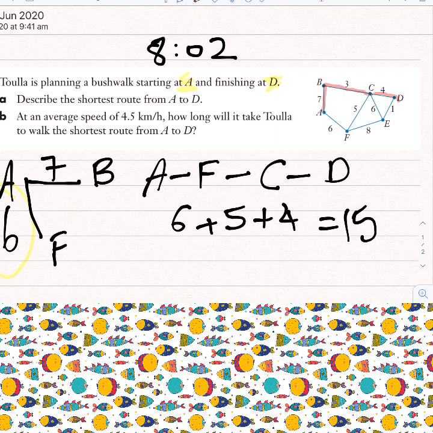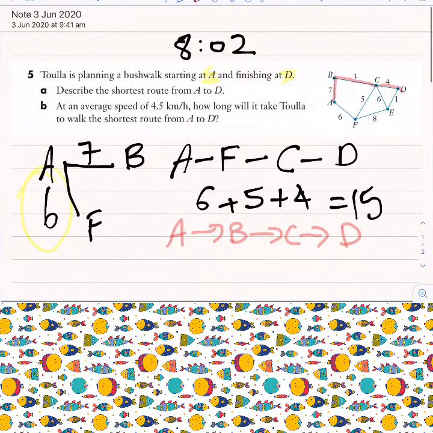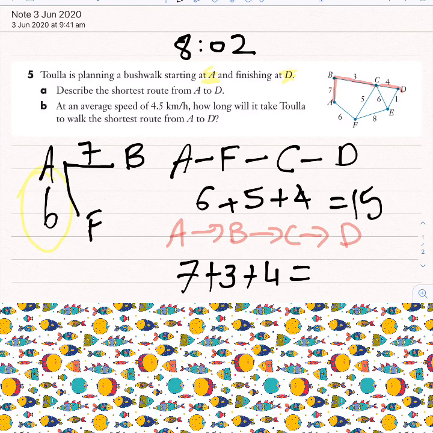So let's add that up. So that's going to be A to B to C to D, right? Now, if you look at that and you say, okay, well, what's that going to be? 7 plus 3, which is 10, plus 4, which is 14. It's shorter. How come? The textbook said to choose from the beginning which route is shorter from the first bit. And I did that and I got the wrong answer.